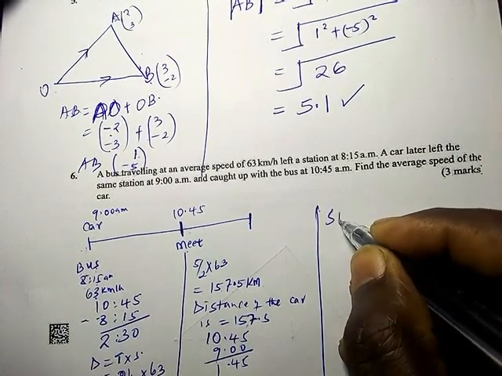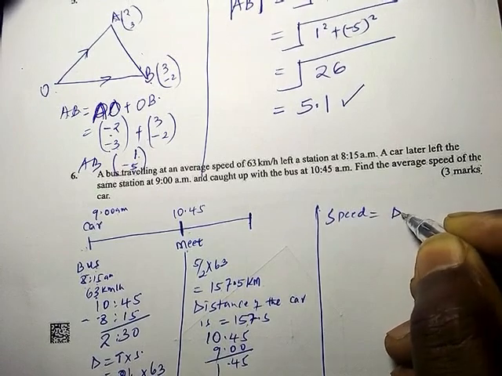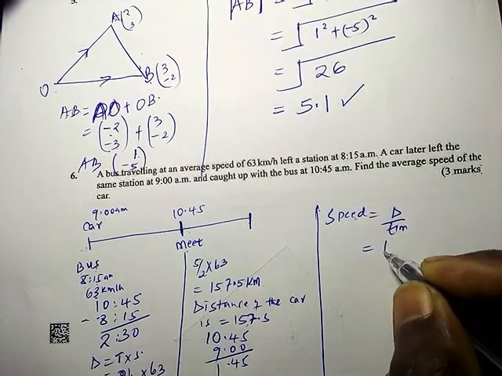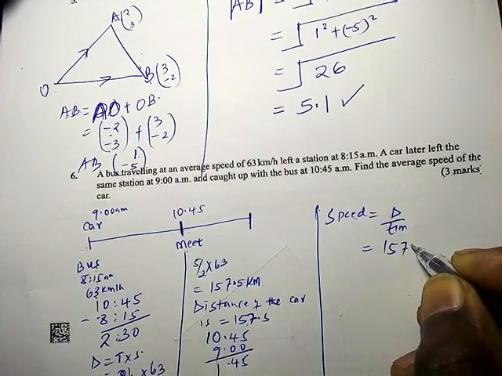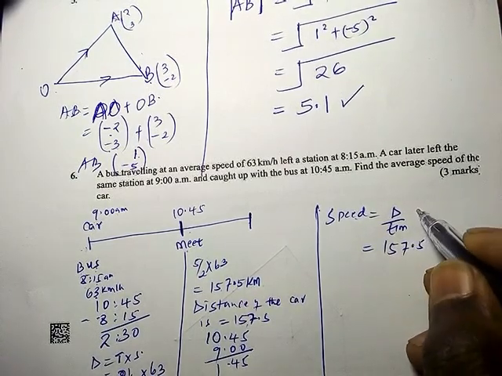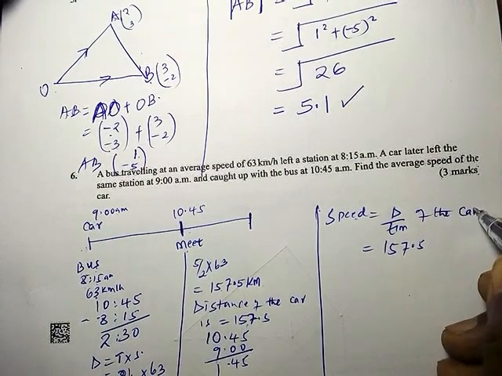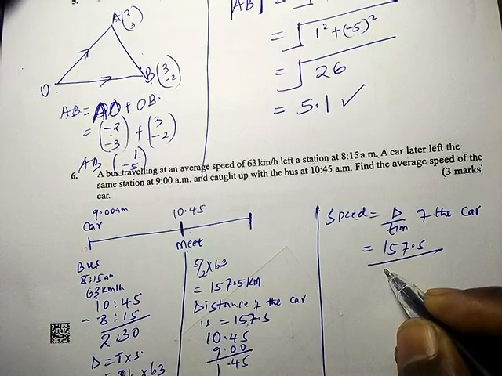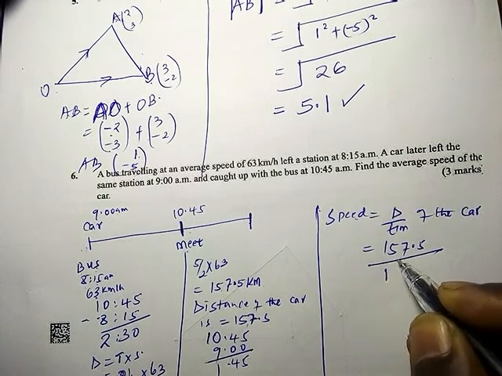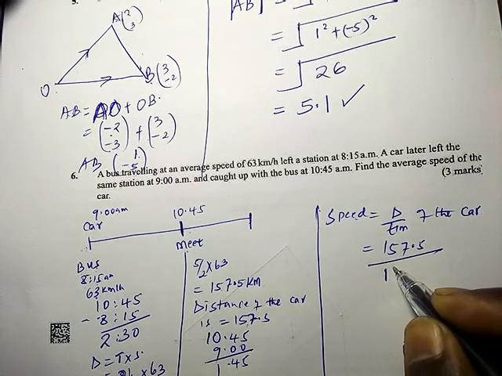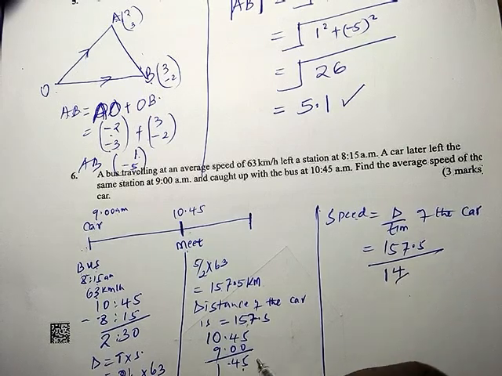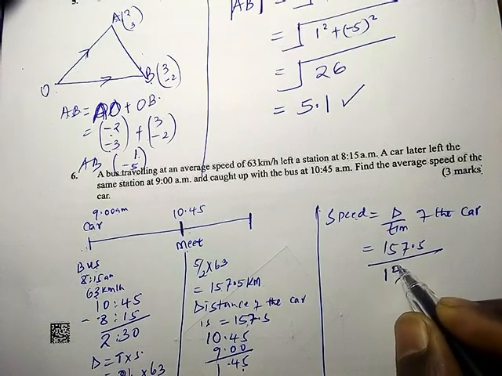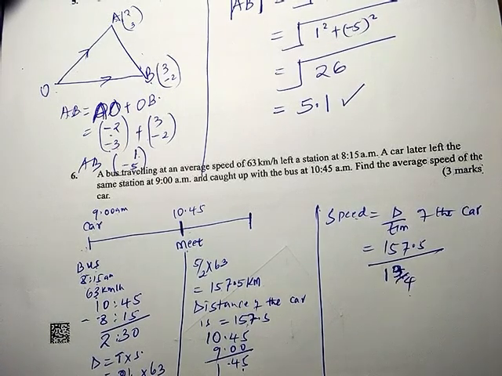So we know speed is equal to distance over time. The distance is 157.5 of the car. That's the speed of the car, divided by the time it took, that is 1 hour 45 minutes. 45 over 60 is going to be what? 3 over 4, yes.